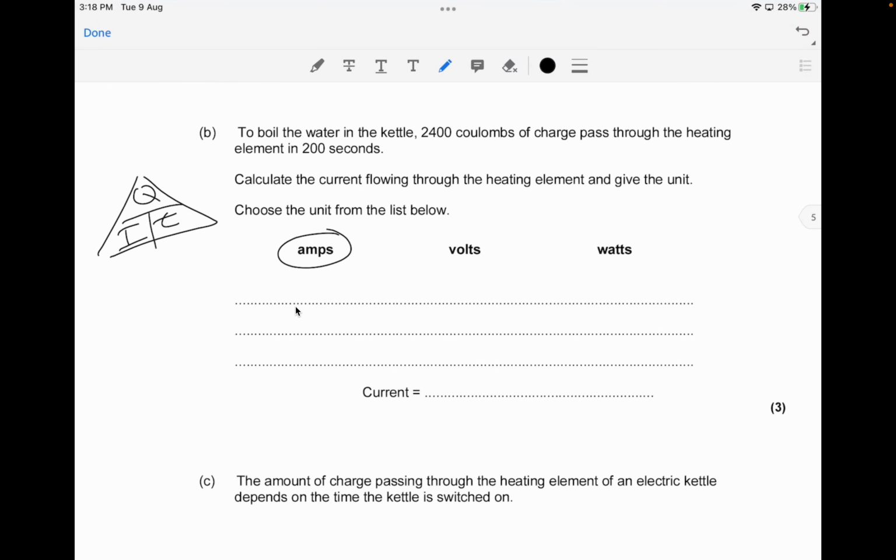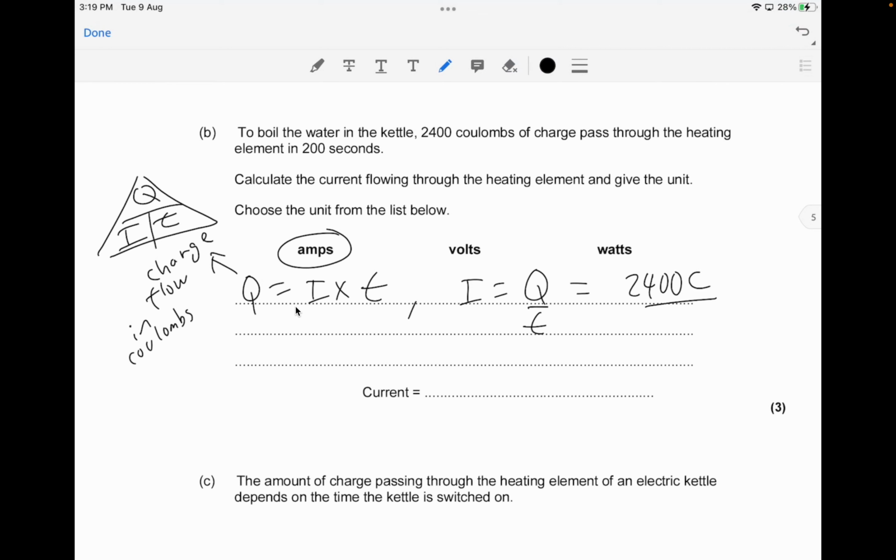So we're going to use a nice little formula triangle here, QIT, where Q represents the charge flow, which we write down in coulombs, all right? And I represents the current, times T, where T represents the time in seconds. So I'm going to rearrange this formula to make I the subject of the formula. You're going to use that in maths. I is equivalent to 2,400 coulombs divided by 200 seconds.